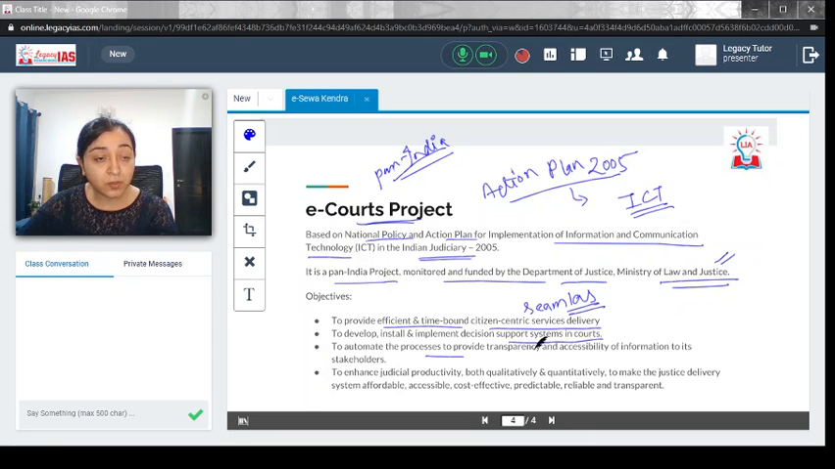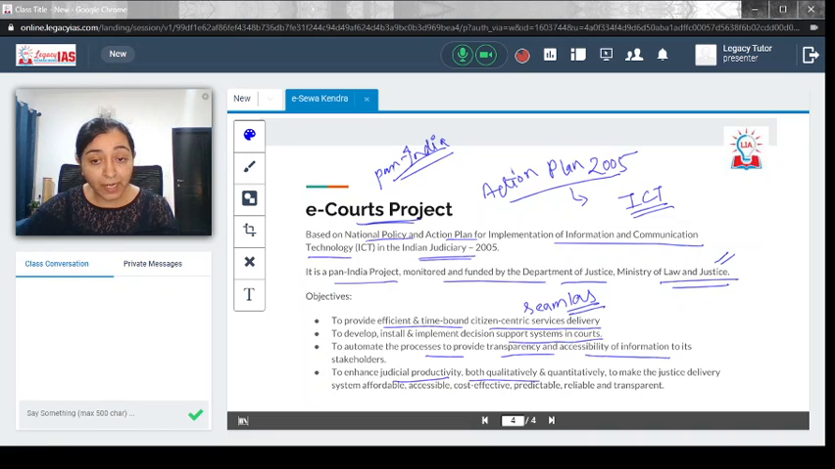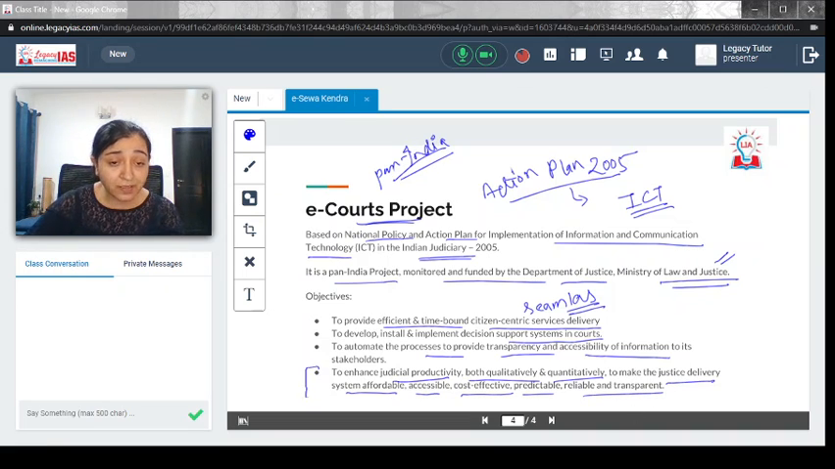To automate the processes to provide transparency and accessibility of information to its stakeholders. For example, in the previous time when everything was handwritten, it used to take a lot of time. Then came the typewriter, which you have to type and go ahead. Then the computer, where apart from typing you can send it across to various portals at the same time. So all these things have automated the process and made the information available to the citizen at an easier pace. To enhance judicial productivity, both qualitatively and quantitatively, to make the service delivery system affordable, accessible, cost-effective, predictable, reliable and transparent. So this is what you can understand as the major goal.